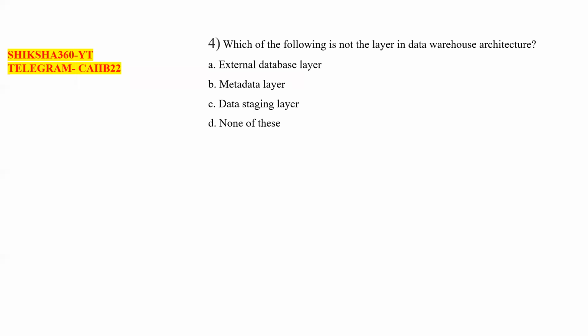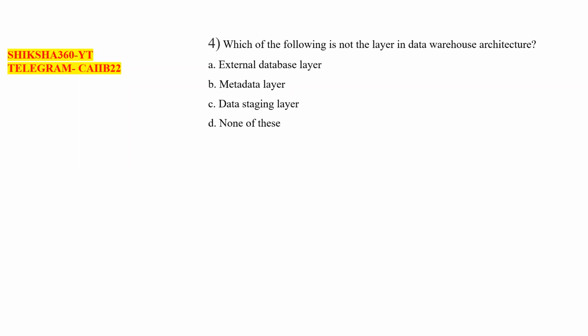Basically, which of the following is not the layer in the data warehouse architecture? They are asking which of the following is not the layer in the data warehouse architecture. First one is external database layer. Second one is metadata layer, data layer. Third one is data staging layer. Fourth one is none of these.